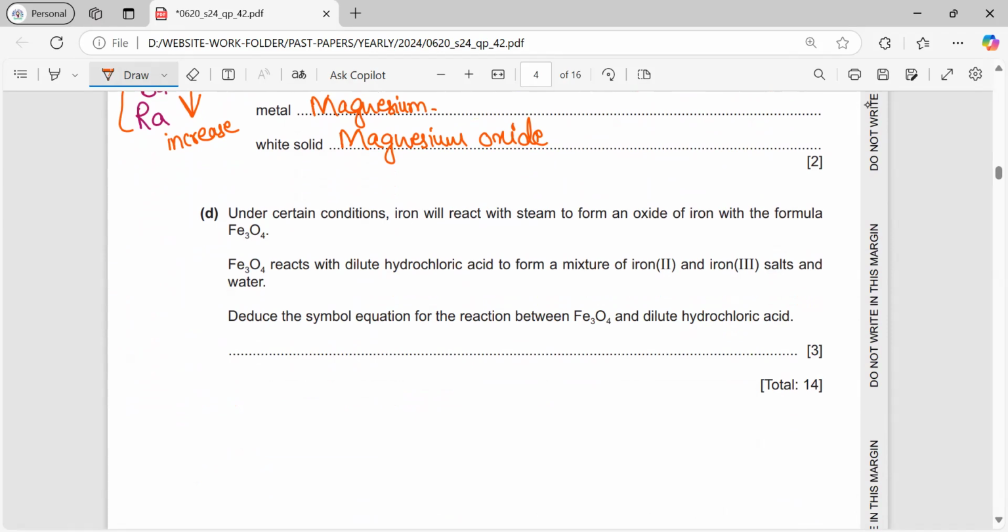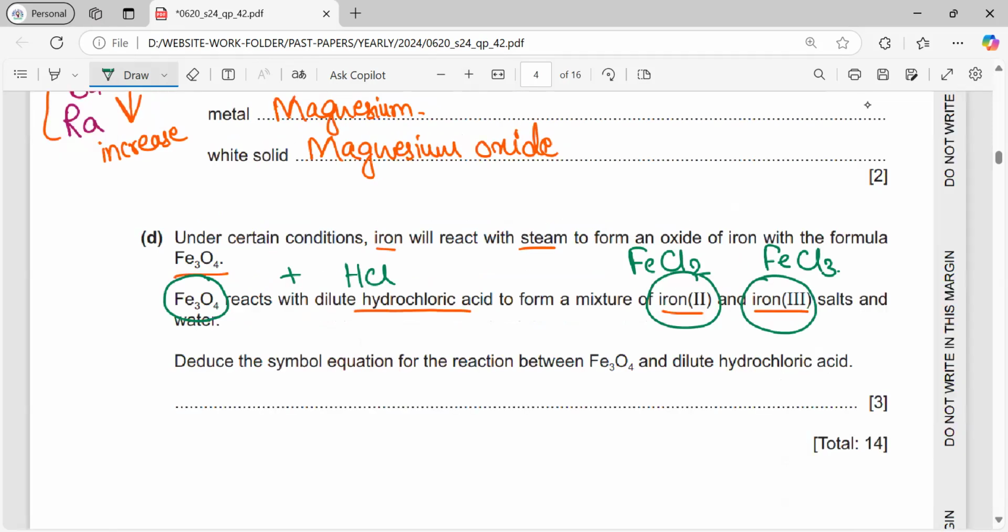Under certain conditions, iron will react with steam to form an oxide of iron with the formula Fe3O4. Fe3O4 reacts with hydrochloric acid to form a mixture of iron 2 and iron 3 salts and water. Deduce the symbol equation for the reaction between Fe3O4 and dilute hydrochloric acid. Now, it's clearly written in the question that when Fe3O4 reacts with hydrochloric acid, it gives a mixture of iron 2 and iron 3 salts. So it means it is giving FeCl2 and FeCl3, both.